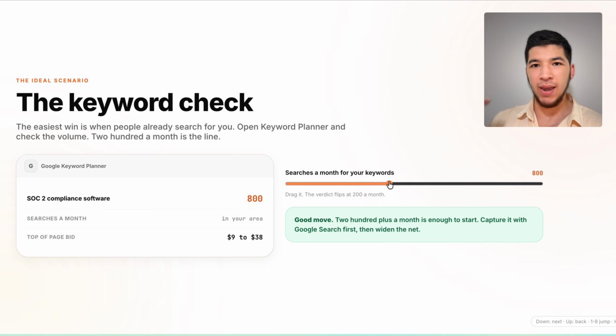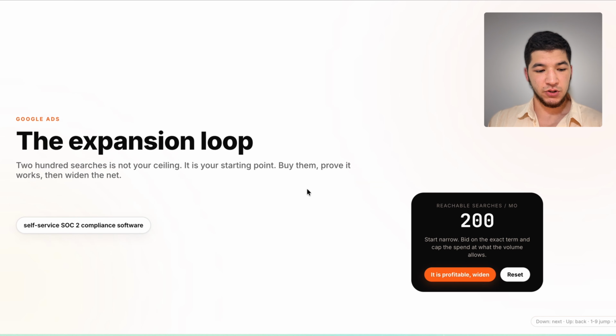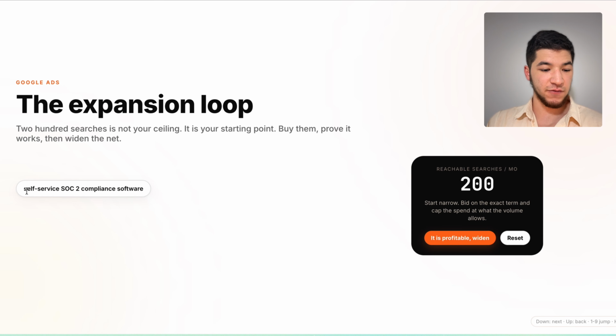And so this is just the basic level of Google Ads, right? So you find keywords such as self-service SOC2 compliant software that you didn't know about. Then you find it and you're like, oh yeah, I'm going to spend money on it. I'm just going to increase my searches and get more searches and eventually get more money out of it.